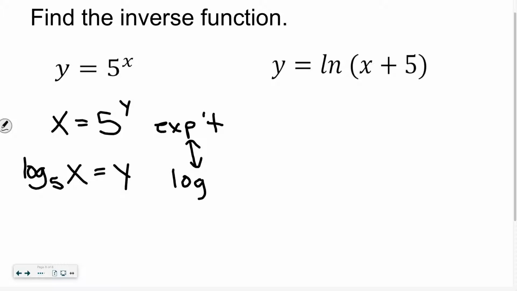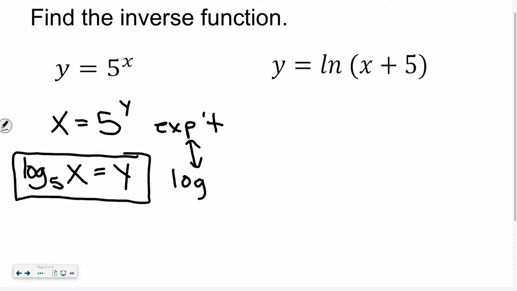But do you see that now? You solved for y. Y is all by itself. Y equals log base 5 of x. So the logarithmic function with base 5 is the inverse to an exponential function base 5. Brilliant. That's your answer. Let's do the next one.